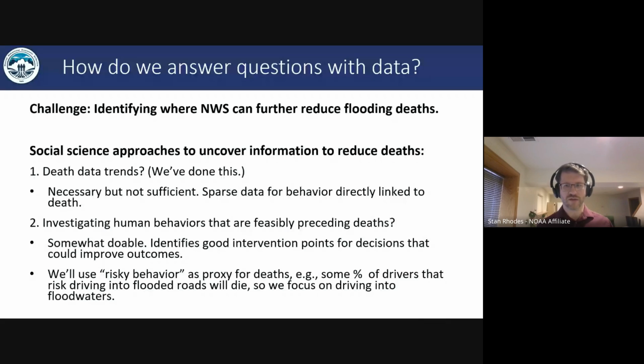You can actually ask people what they were thinking when they did things, which you can't do with storm events. And then we use this risky behavior, such as deciding to drive into a flooded road, as a proxy for deaths, right? Because some percentage of drivers that drive into flooded roads will die, that we have some idea about. So we focus on driving into floodwaters as the risky behavior and then work our analysis from there.